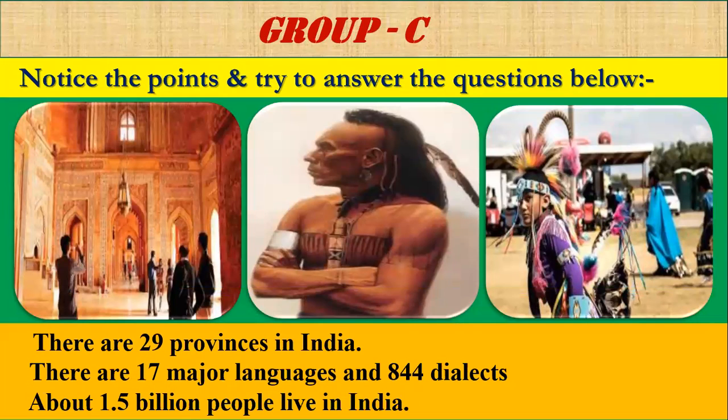Learners belonging to group C, you have to notice the points and try to answer the questions. First, you have to follow the points carefully, then you have to answer the questions based on the points. There are 29 provinces in India. There are 17 major languages and 844 dialects. About 1.5 billion people live in India.